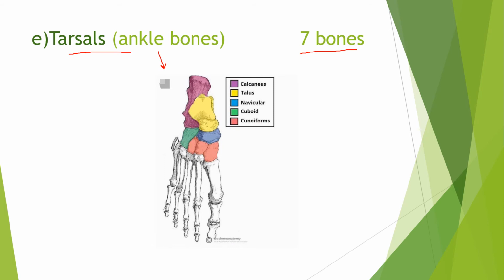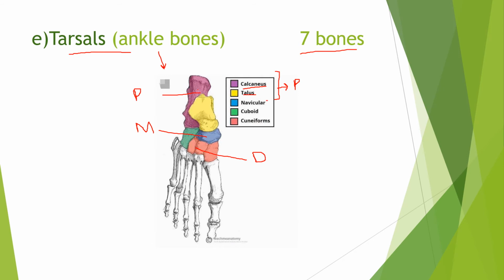There are 3 rows of the tarsals. The first row is called proximal tarsals. The second is middle tarsals or simply intermediate tarsals, and the third is distal tarsals. The first bones, that are calcaneus and talus, are included in proximal tarsals. These 2 bones are included in proximal tarsals.